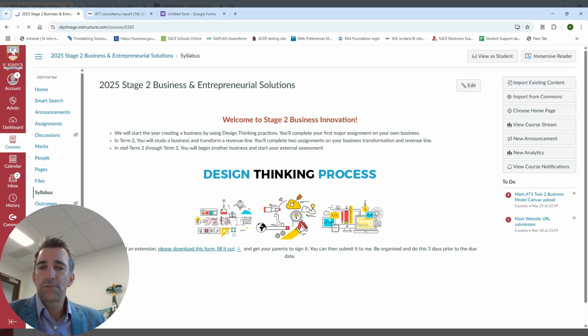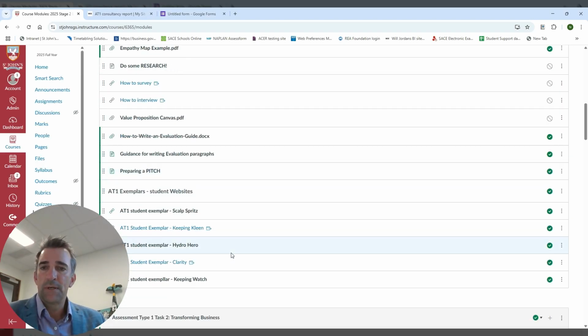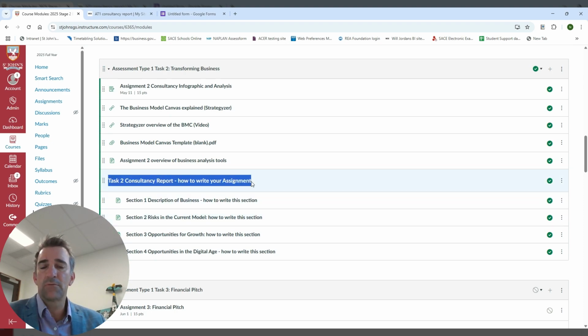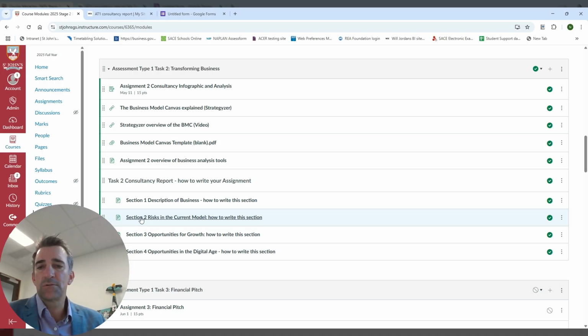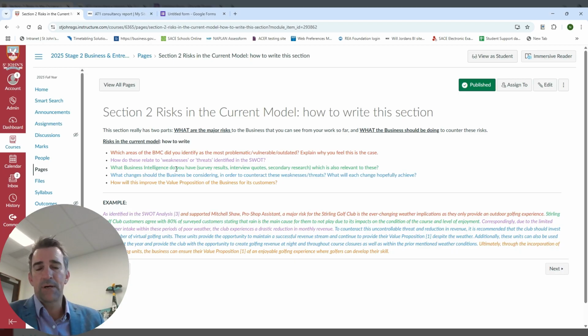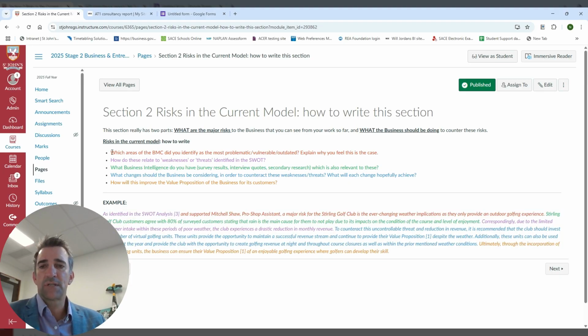So if you go to modules in our Canvas course, and if you scroll down to the Task 2 resources, we've got this section here, Task 2 Consultancy Report, how to write your assignment. And there's a section called Section 2 Risks in the Current Model. So if I open that up, this is actually a really handy page for you to understand how to write this. There's an example there for a golf club, which is fine, but we've actually got the breakdown of how this was actually done. So it's a bit of a 5-point structure for how to do this.